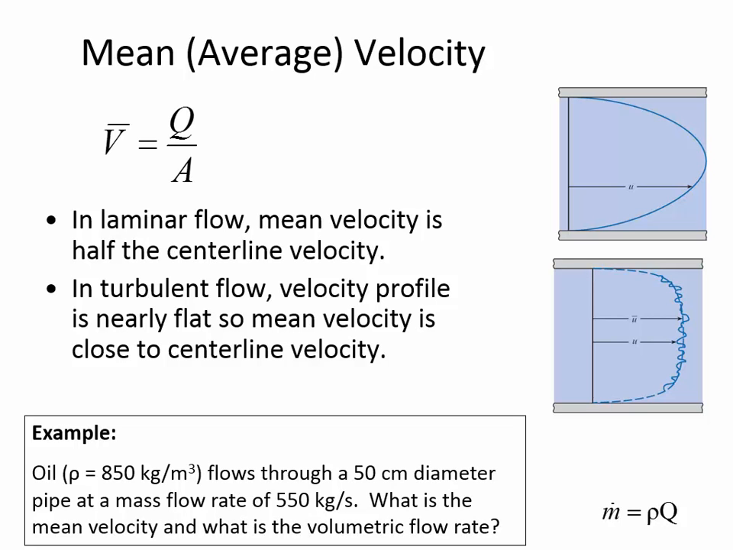Okay, so let's take a look at another example that's using the idea of mass flow rate. This one is telling us that we have oil, not water, with a given density flowing through a pipe that's 50 centimeters in diameter, and we know the mass flow rate, m dot, is 550 kilograms per second. So based on that, what is the velocity, meaning the mean velocity, and the volumetric flow rate?